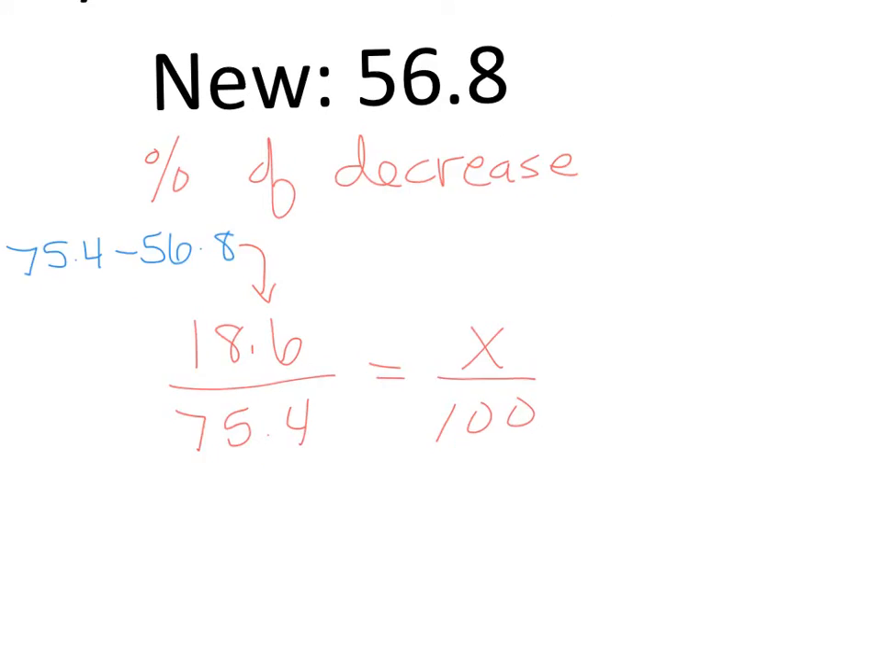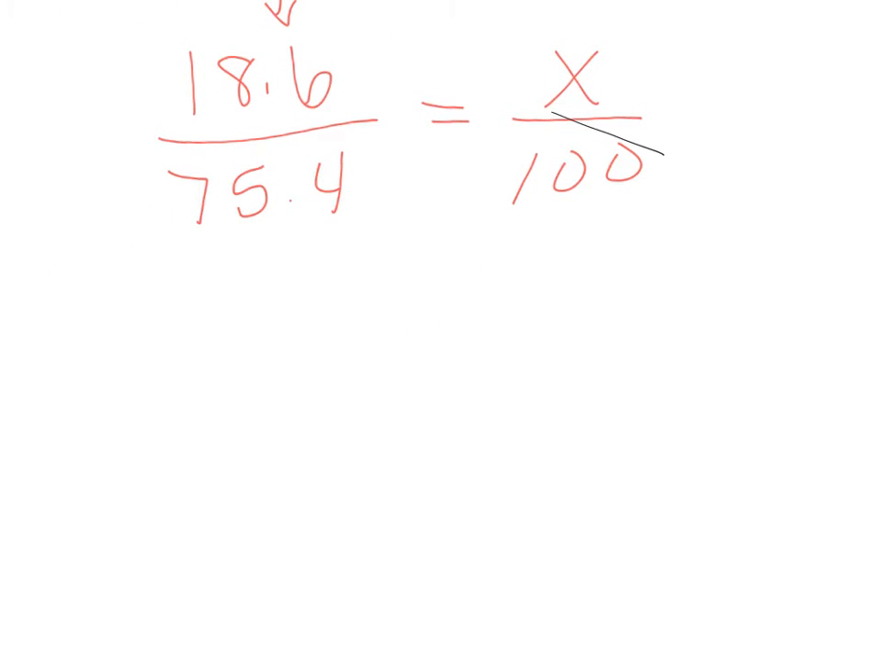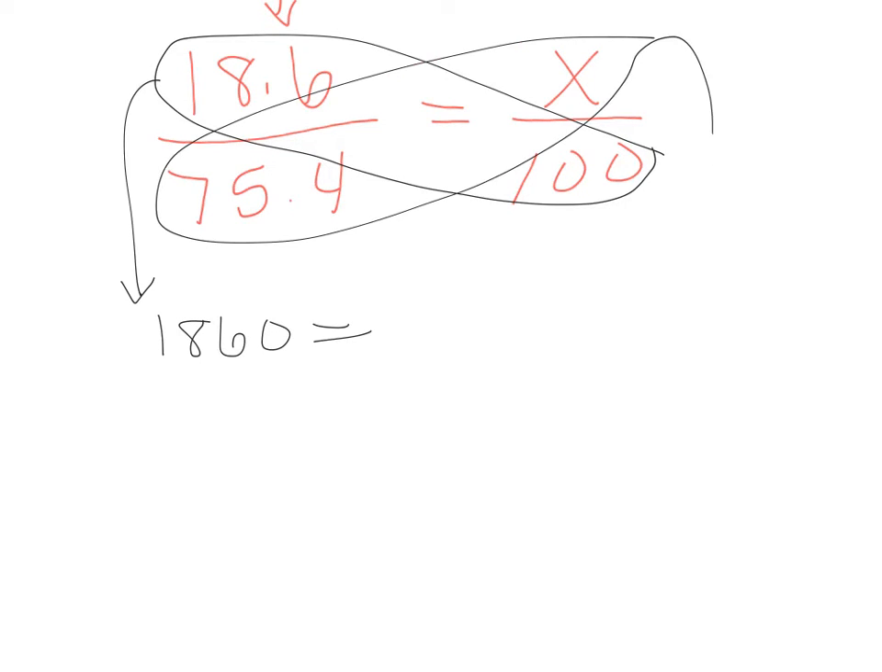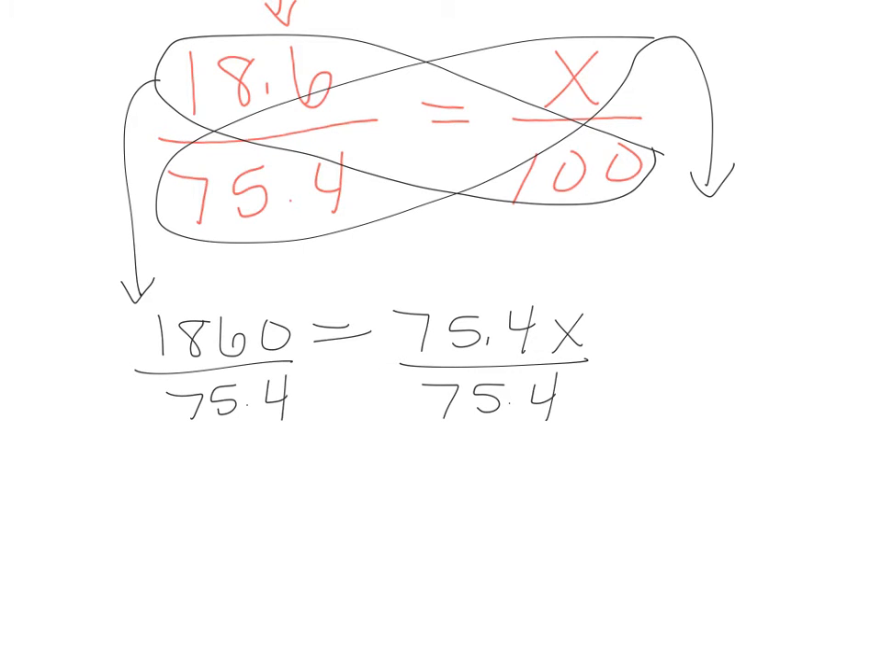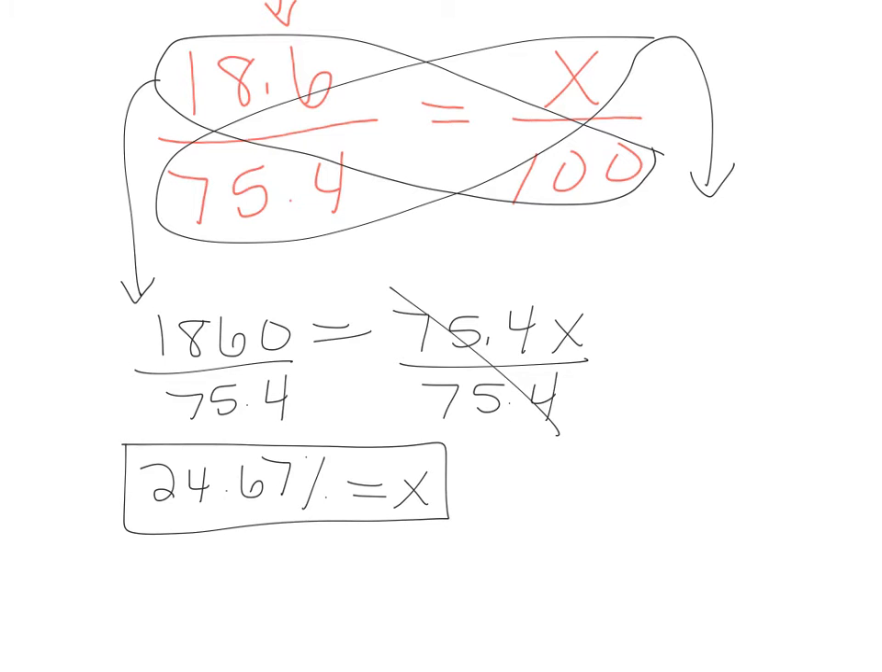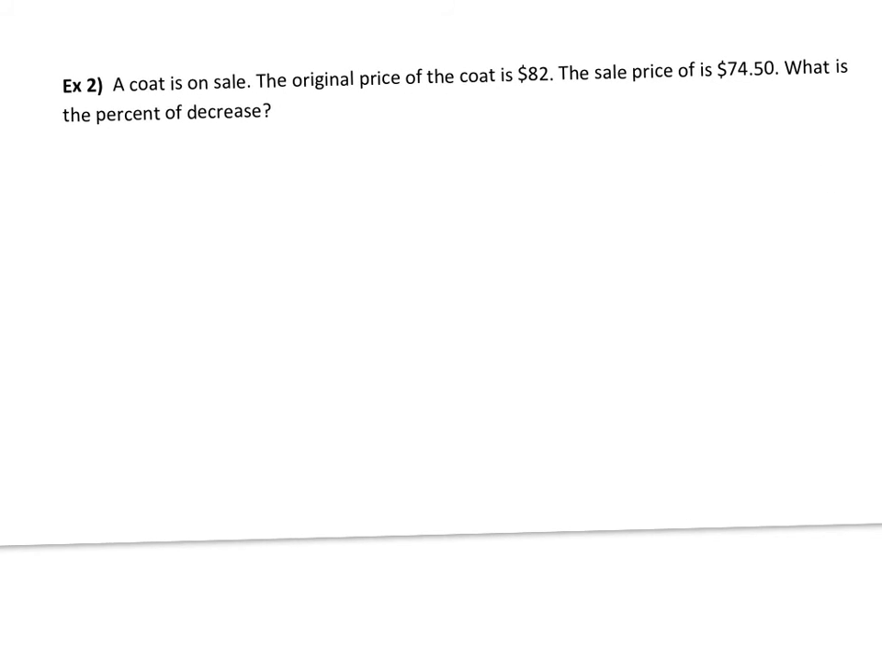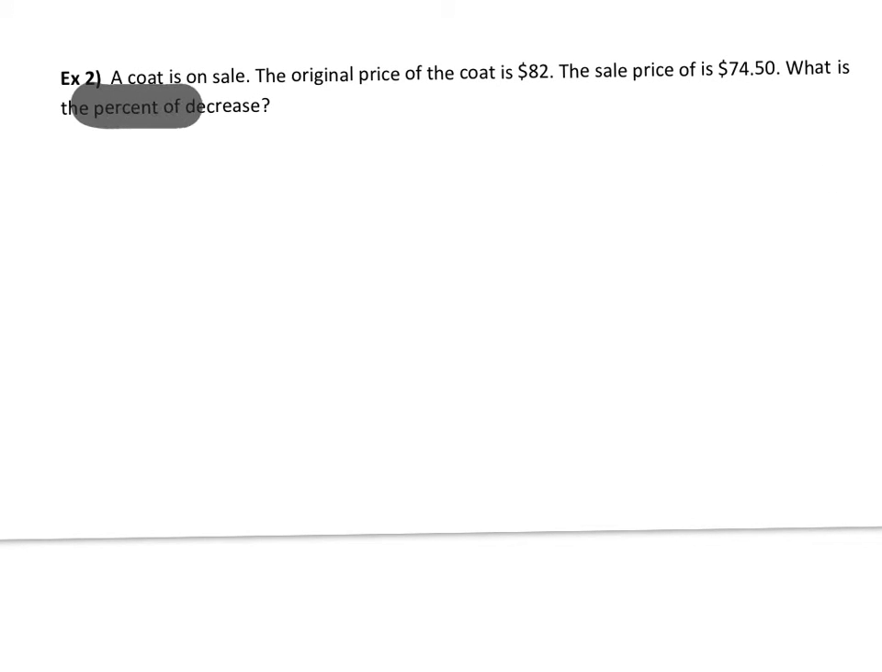All right, so now we're going to cross multiply. And I'm going to take 100 times 18.6 and get 1,860 equals, and multiply here, 75.4x, and then we're going to divide by the 75.4. Now, we're going to round to the nearest hundredth, so 2 decimal places. So when I look at my calculator here, I'm going to end up with 24.67%.